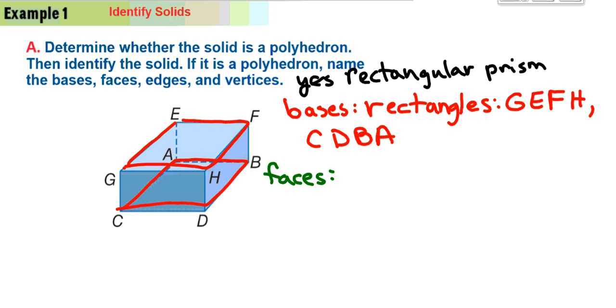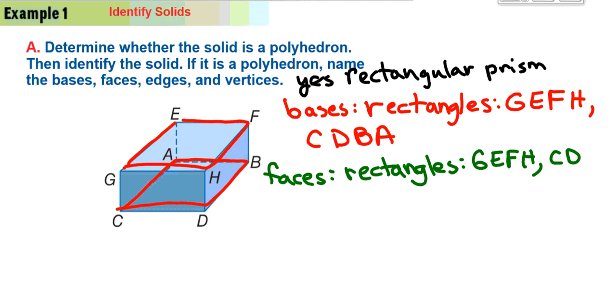So I'm just going to rewrite those. So we have rectangles, and they're all rectangles here. Rectangles, GEFH, CDBA, and then you're going to name all the rest of them, and we're going to go one at a time. You're going to tell me the letters of one of these, either the front, back, left or right, and then I'll repeat it and I'll write it down. Go ahead.